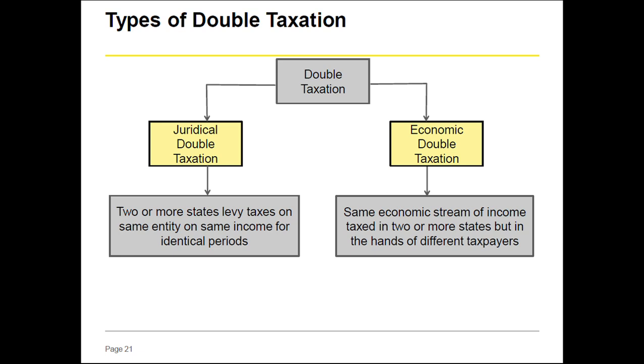There are 2 types of double taxation: juridical double taxation and economic double taxation. Juridical double taxation is when 2 or more states levy tax on the same entity on the same income for an identical period. Economic double taxation is the same economic stream of income being taxed in 2 or more states, but in the hands of different taxpayers.